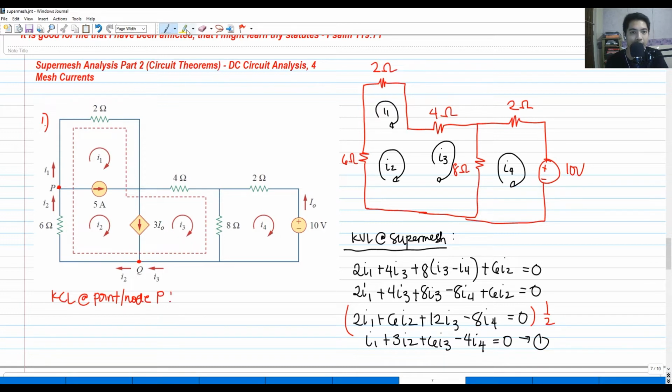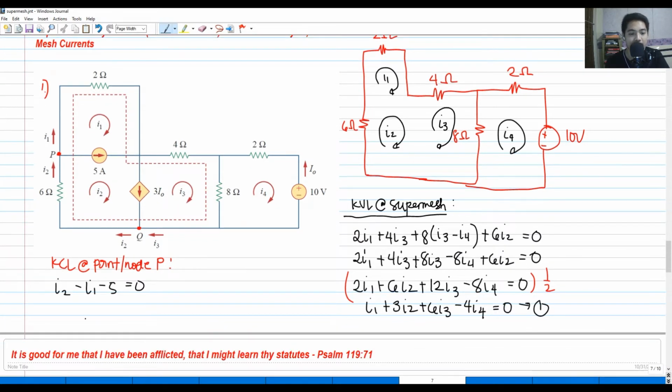Current entering is positive, so we have I sub 2. Current leaving is negative, minus I sub 1 minus 5. This is the 5 amperes, that is the independent current source. So, rearranging, we have I sub 2 equals I sub 1 plus 5, and that is our second equation.